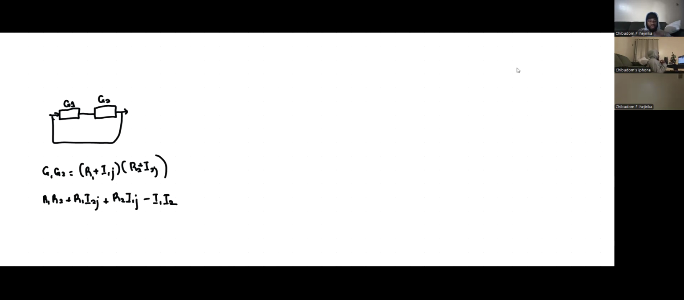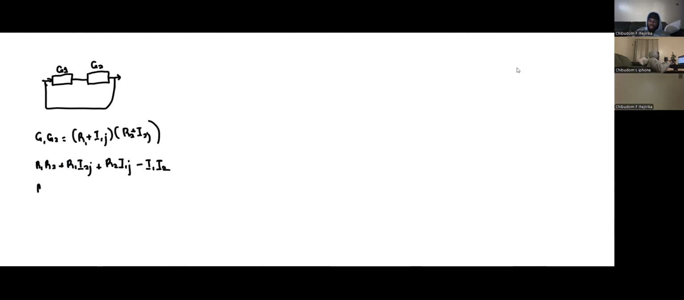Now it's basically to group these terms. R1 R2 is one group, and J is the common factor, so we'll put J out. We'll have R1 I2 plus R2 I1, minus I1 I2. Now we're good on that.